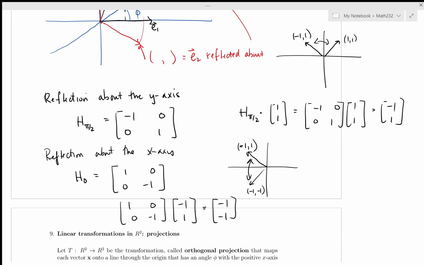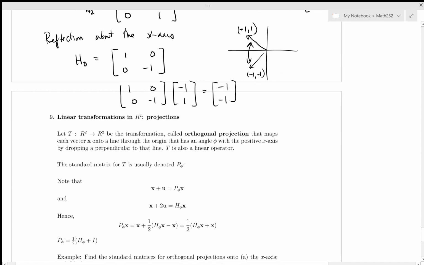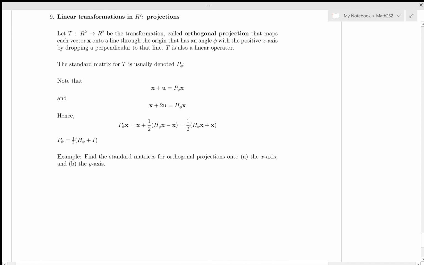So we had the rotation, the reflection, and the final one we're going to take a look at is the projection. Okay, so we're going to call this an orthogonal projection. It maps the vector x onto a line through the origin that has an angle phi with the positive axis by dropping a perpendicular to that line. This one's also a linear operator. Let's just make sure that we understand what this is, and then we can see how this works. So let us just first note, what does it mean, orthogonal projection? And so let us just take a look at what it means, orthogonal projection onto the x-axis.